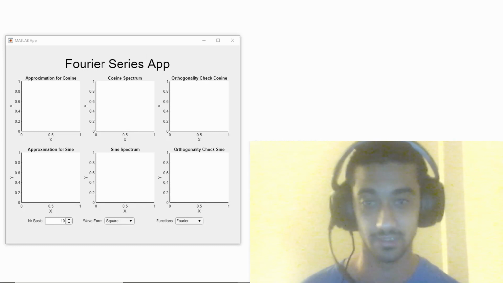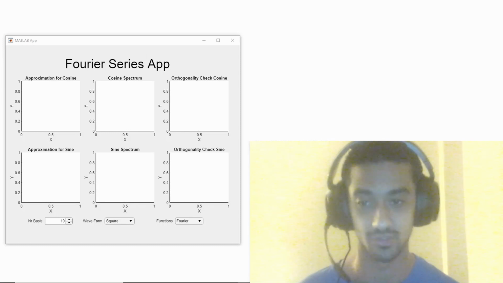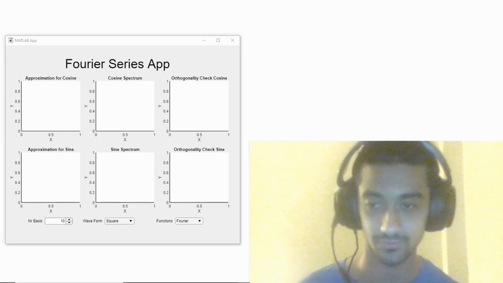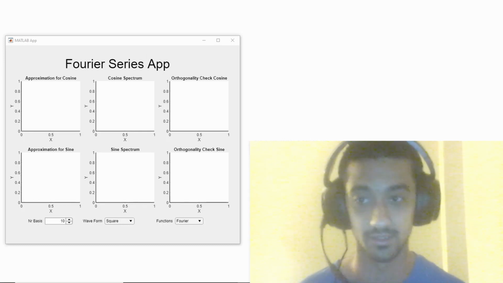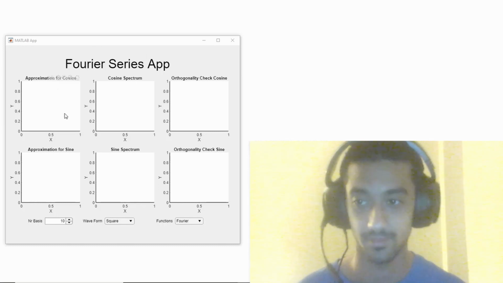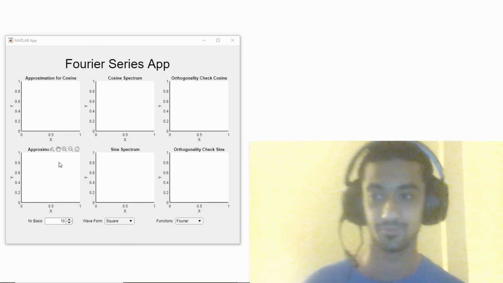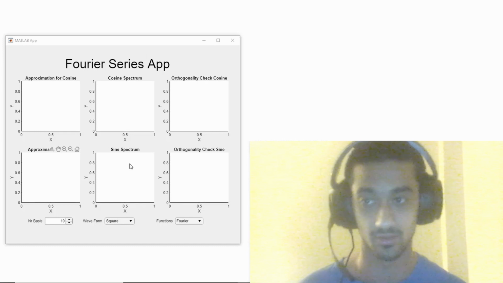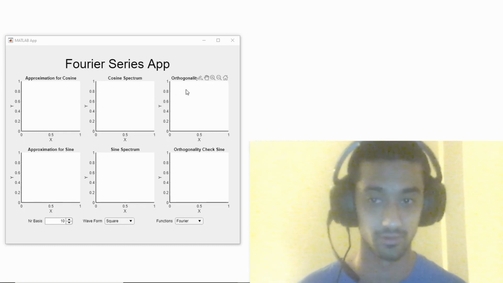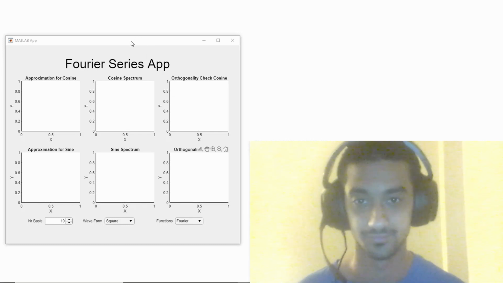So in this lab, we're dealing with a discrete case of the Fourier series where we define the input functions on the interval from 0 till 2 pi. That being said, let's get into the app. So here you can see I have the approximation for cosine and approximation for sine, the sine and cosine spectrums, and the orthogonality check for each of the cosine and sine.